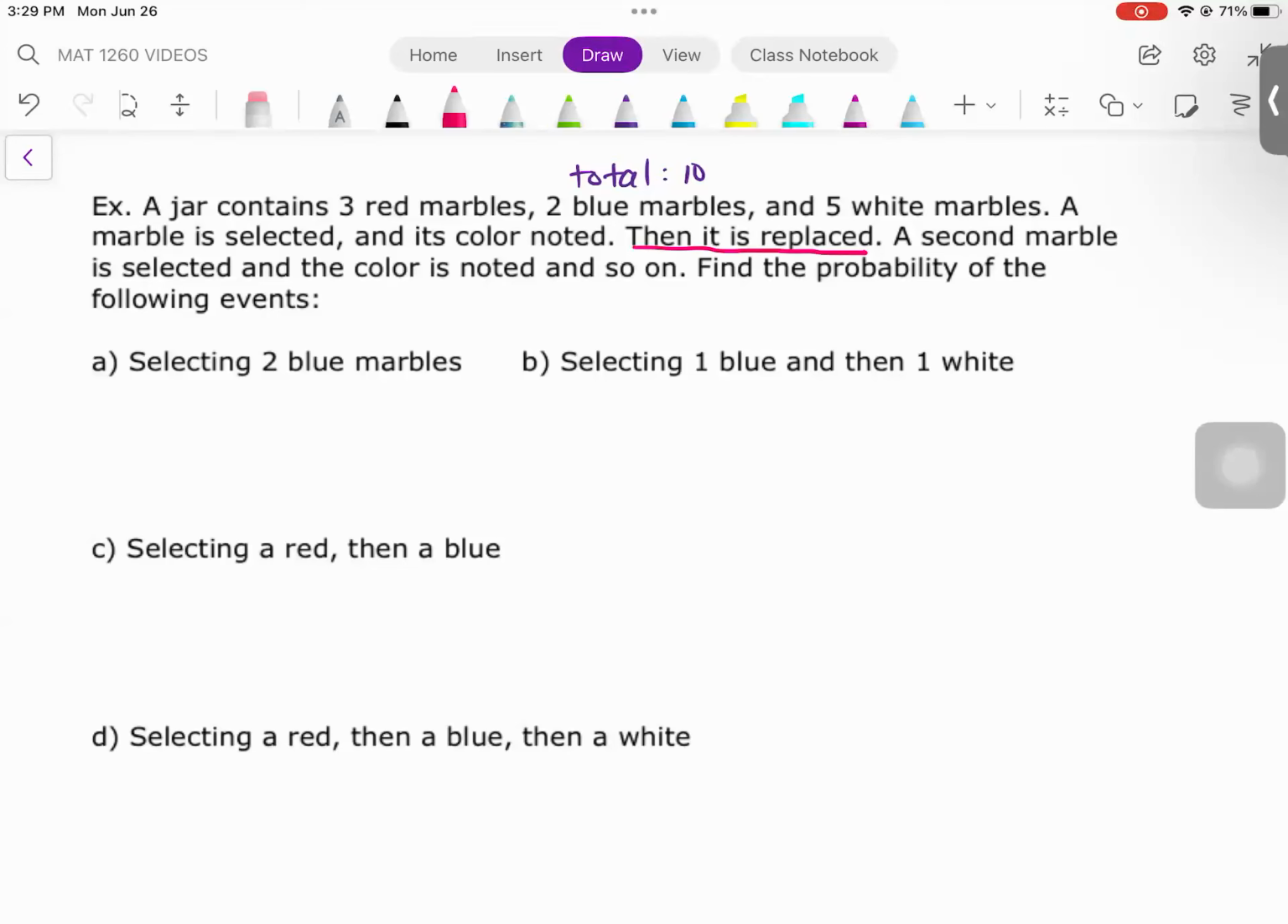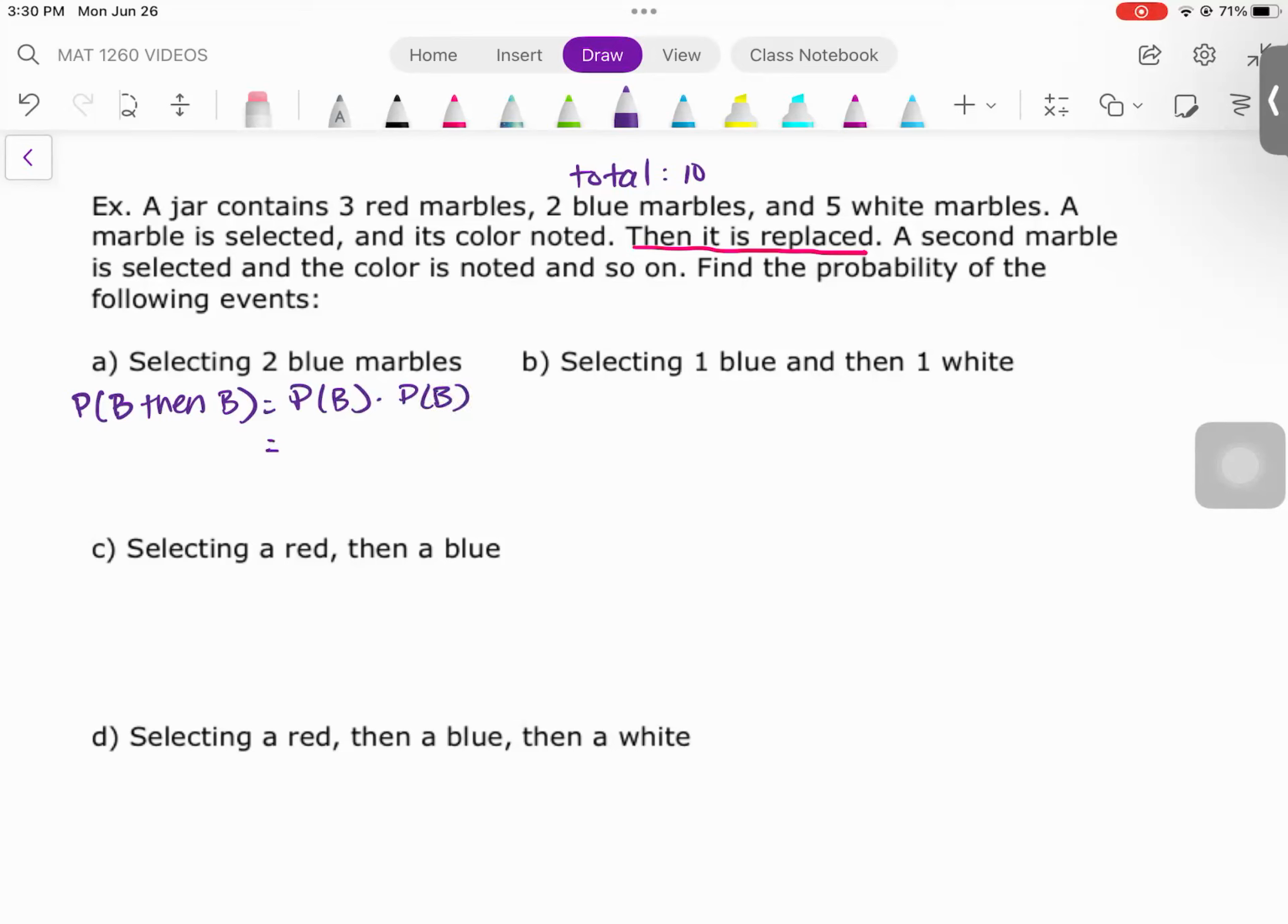Find the probability of the following events. Because we are replacing those marbles, these trials do become independent of one another. So the probability of selecting 2 blue marbles, so this is the probability of blue, then blue. This is the probability of blue times the probability of blue.